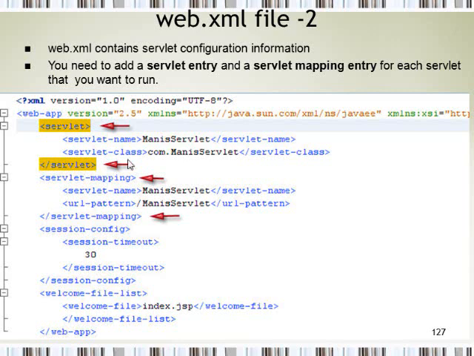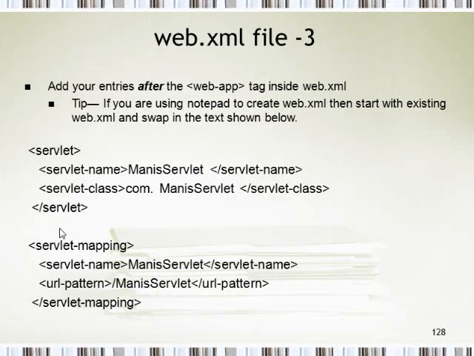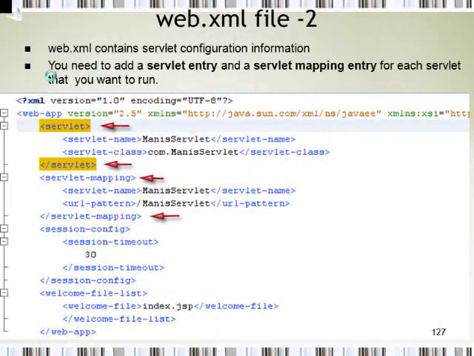So this will be your servlet, and the other one is the servlet mapping. What are the things which are there in these two things? Let's look at these two things. The root of it, by the way, is the web app. It will end as web app at the end. So this is the root.